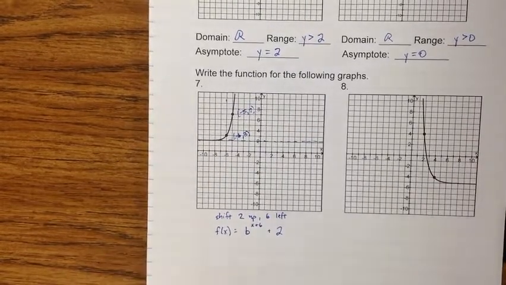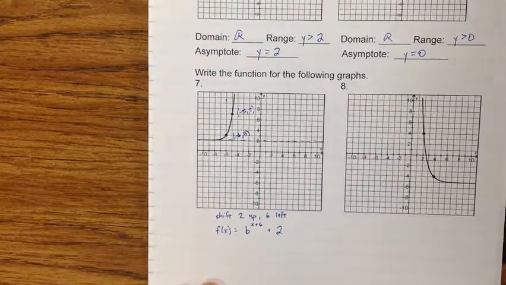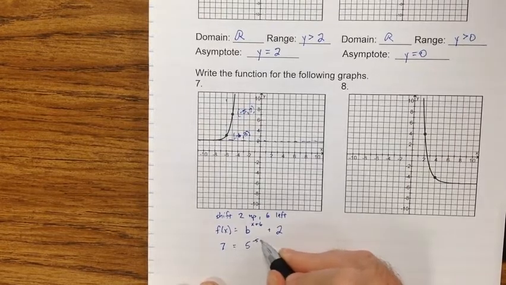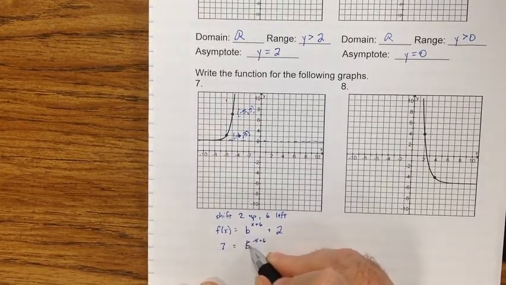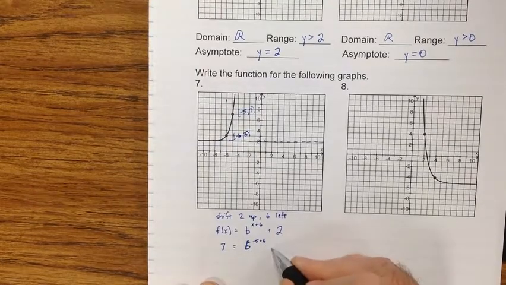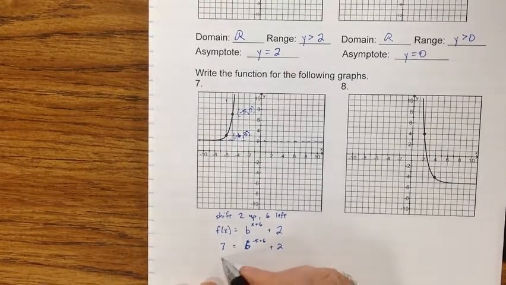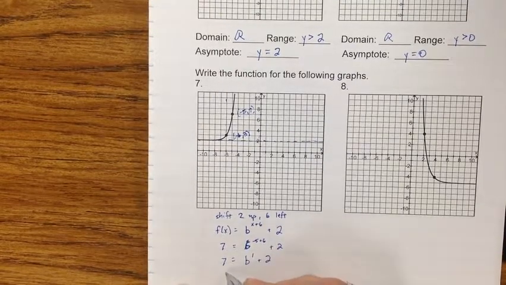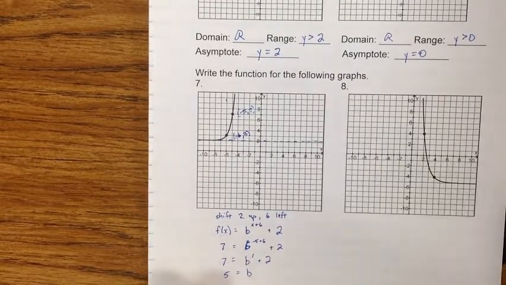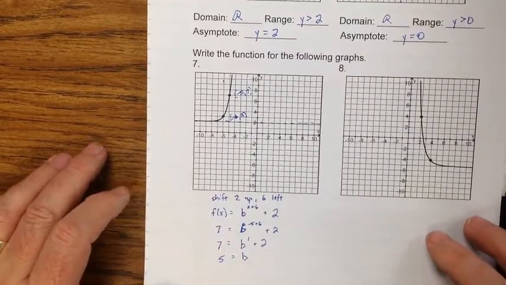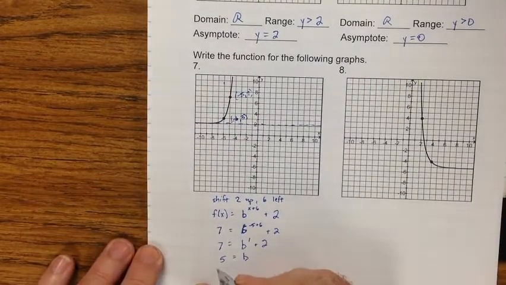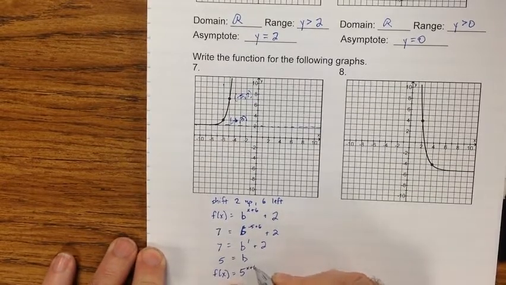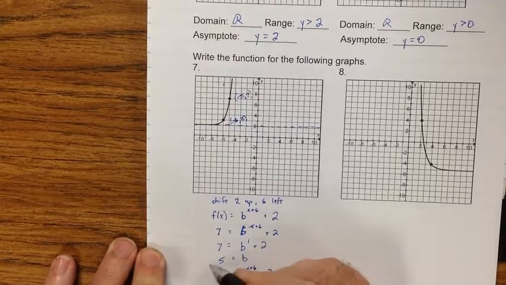I just have to figure out what b is. So I'm going to plug that point negative 5, 7 in. I'm going to put in 7 for my y and negative 5 for my x. Oops, meant to be a b there, sorry. Negative 5 plus 6 plus 2. And I've got 7 equals b to the first power plus 2. If I subtract 2 from both sides, I get that 5 is equal to b. And so rewriting my function, f of x equals 5 to the x plus 6 power plus 2.